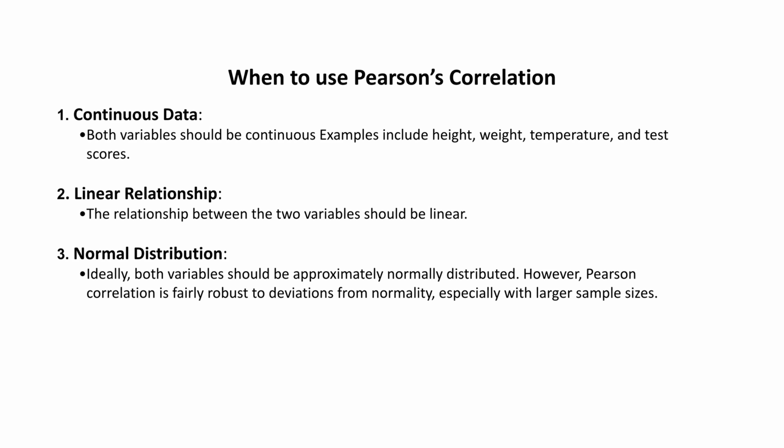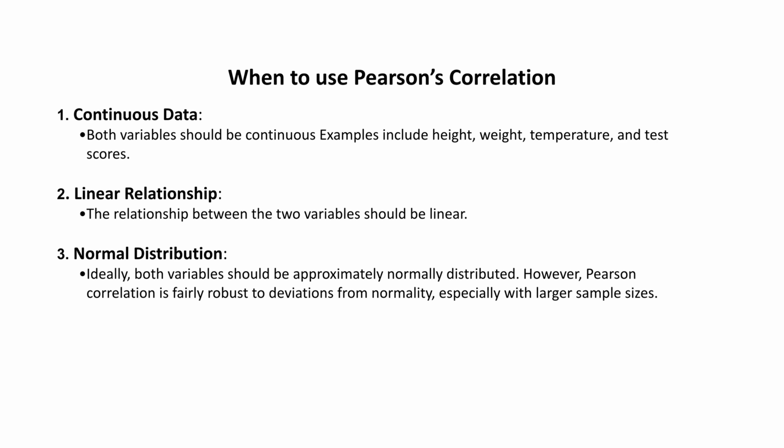Let's dive a little deeper into when it's appropriate to use Pearson's correlation. First, both of the variables you're comparing need to be continuous. This means that the variables should be able to take on a wide range of numerical values, not just categories or rankings. For example, variables like height, weight, temperature, and test scores are continuous because they can be measured along a scale and have decimal values. When your data is continuous, Pearson's correlation can help you understand whether those measurements tend to move together and how strongly they're related.